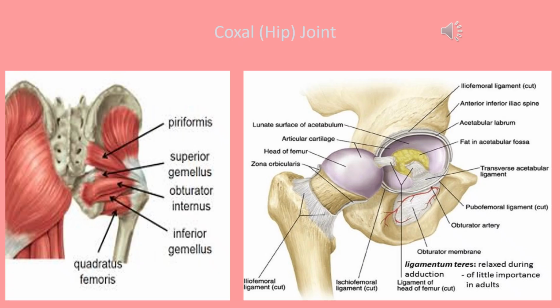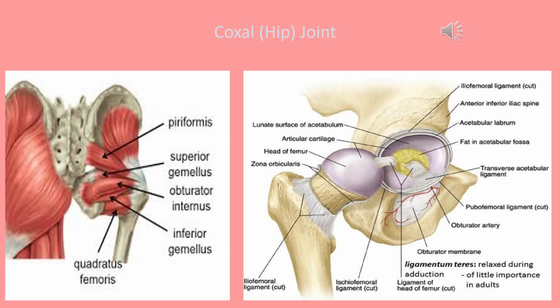We have four principal ligaments that are involved in holding the ball in the socket. Number one, the ligament of the head of the femur. It attaches the head of the femur directly to the wall of the acetabulum. There is also an iliofemoral, an ischiofemoral, and a pubofemoral ligament.